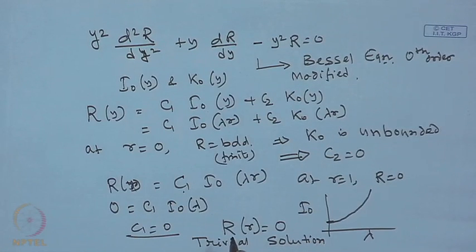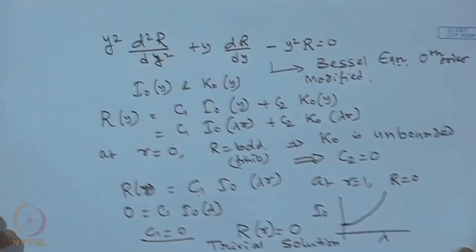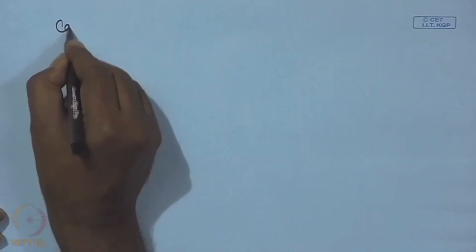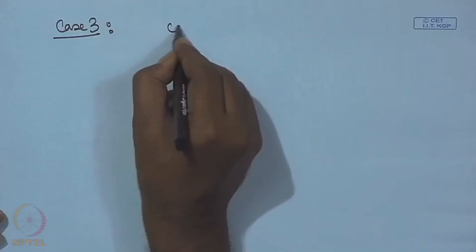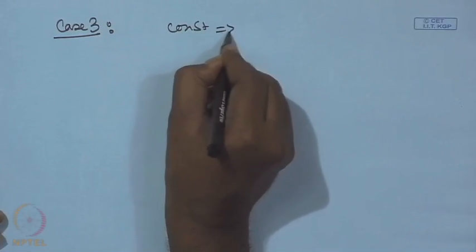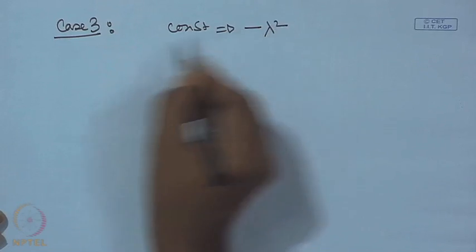Therefore, lambda cannot be a positive quantity. So, what is left behind is that lambda is a negative quantity. Case 3, lambda is negative, the constant is negative, that means it is minus lambda squared.